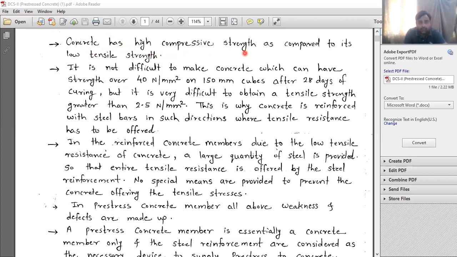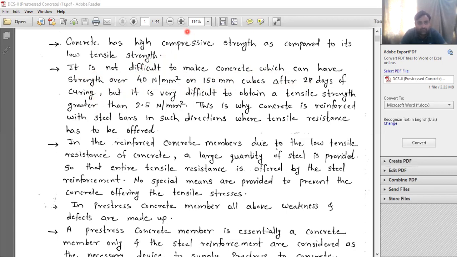Concrete has a high compressive strength as compared to its low tensile strength. This point you already know. It is not difficult to make a concrete which can have a strength over 40 Newton per mm square on 150 mm cubes after 28 days of curing.